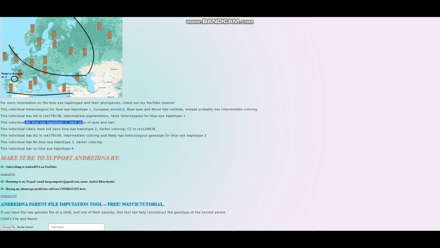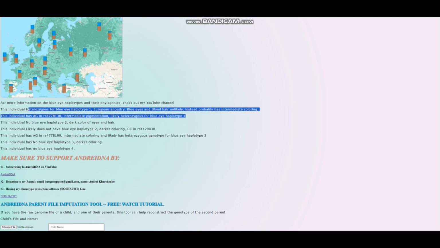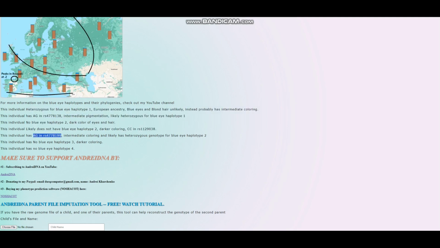So she does not have blue eye haplotype 2. She is heterozygous for blue eye haplotype 1. She's actually heterozygous for this variation as well, which is typically predictive of blue eye haplotype 2, which is kind of interesting. So she's heterozygous for BEH1 essentially, and she's heterozygous for this one variation that's usually predictive of BEH2. And she does not have blue eye haplotype 3 or 4, so pretty dark in terms of color. You know, not having blue eye haplotype 2 is a big deal. Definitely quite dark in terms of the color of eyes and hair because of that.